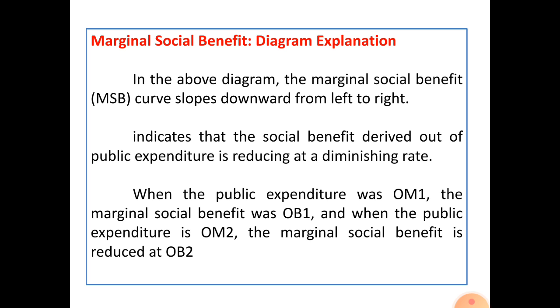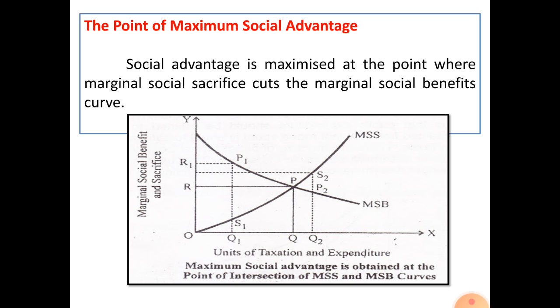In the above diagram, the marginal social benefit curve slopes downward from left to right and indicates that the social benefit derived out of public expenditure is reducing at a diminishing rate. When the public expenditure was OM1, the marginal social benefit was OB1. And when the public expenditure was OM2, the marginal social benefit was OB2. It shows that whenever government expenditure increases on different activities, the marginal social benefit of the people decreases. So this is very important.